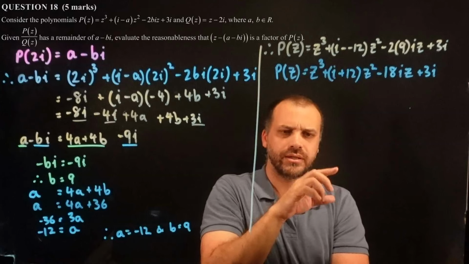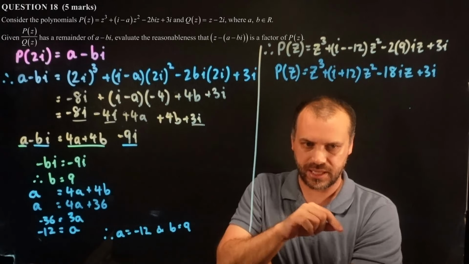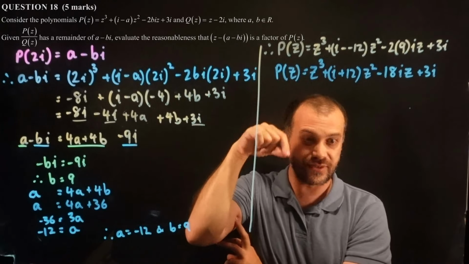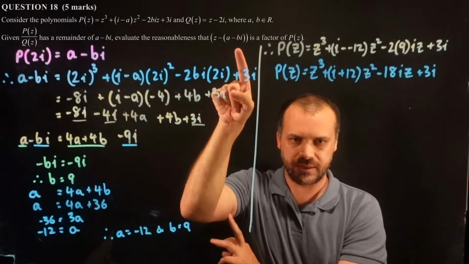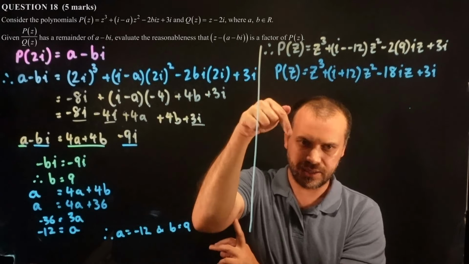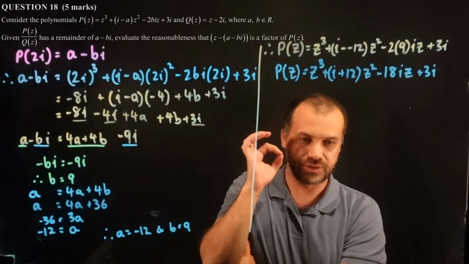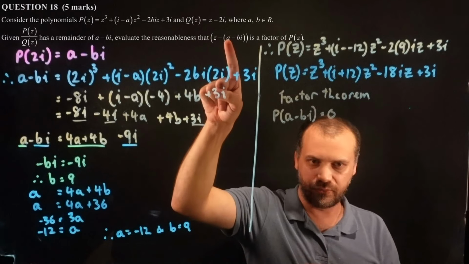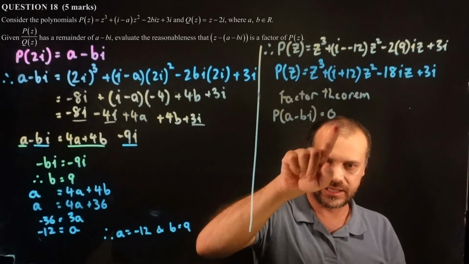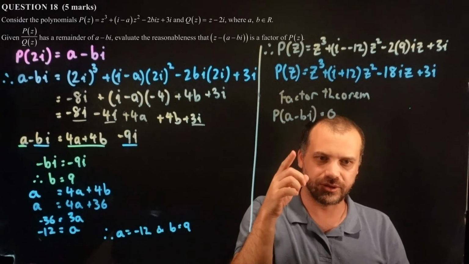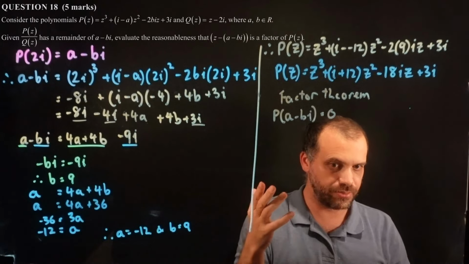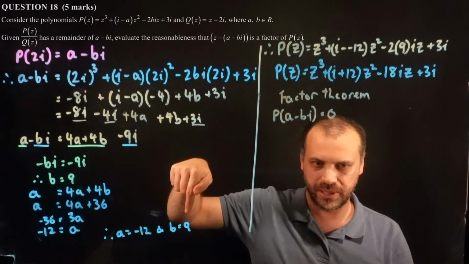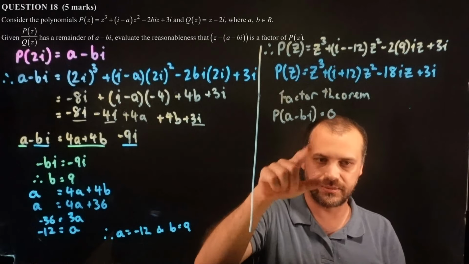Okay, wait. If z minus a minus bi is a factor, then that means that a minus bi, if I put it into p(z), is going to be equal to 0, right? That's the factor theorem. So the factor theorem says that if we put a minus bi into p, it's going to be equal to 0. But hang on, I know what a and b are. a is negative 12 and b is 9. So let's replace a and b with those things.